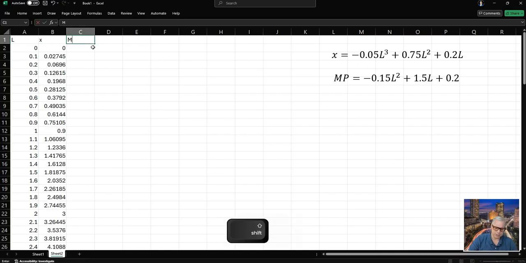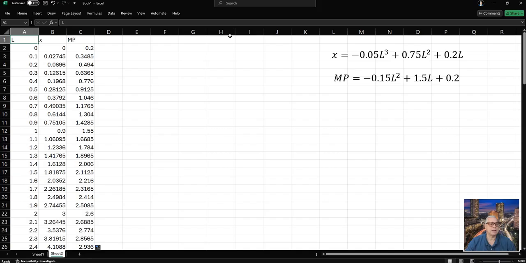Next we do the marginal product, which is supposed to give that inversely U-shaped function, and the formula is equal to negative 0.15 times L squared plus 1.5 times L plus 0.2. And now we can copy this down.